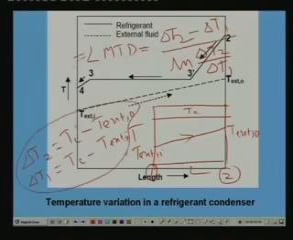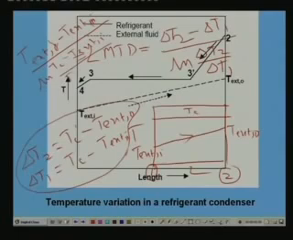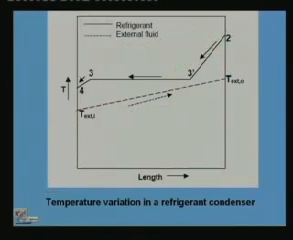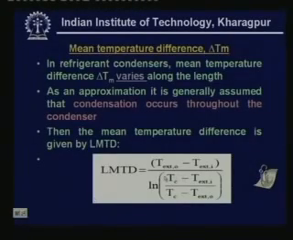So, finally, you will find that LMTD is nothing but (T external in minus T external out) divided by natural log of (Tc minus T external out) divided by (Tc minus T external in). Okay. That is what is shown here.